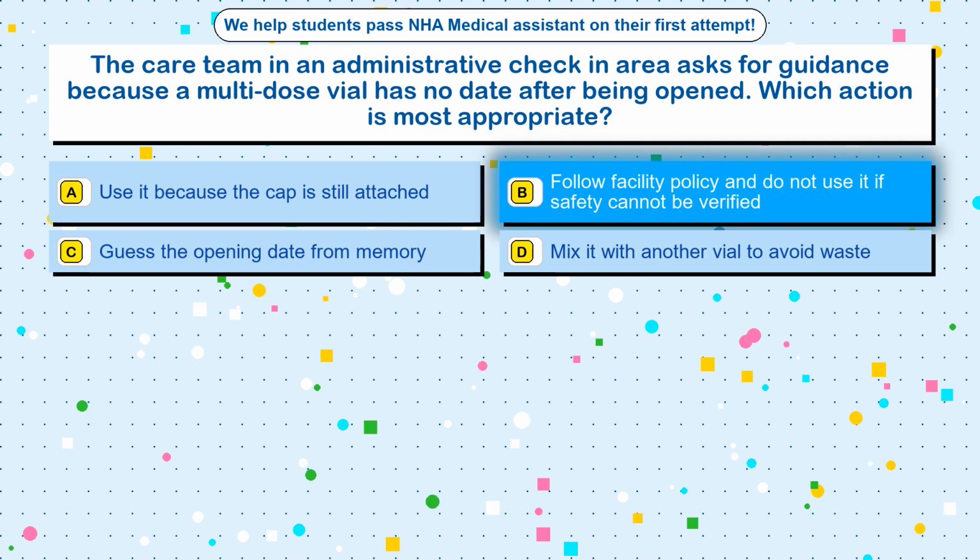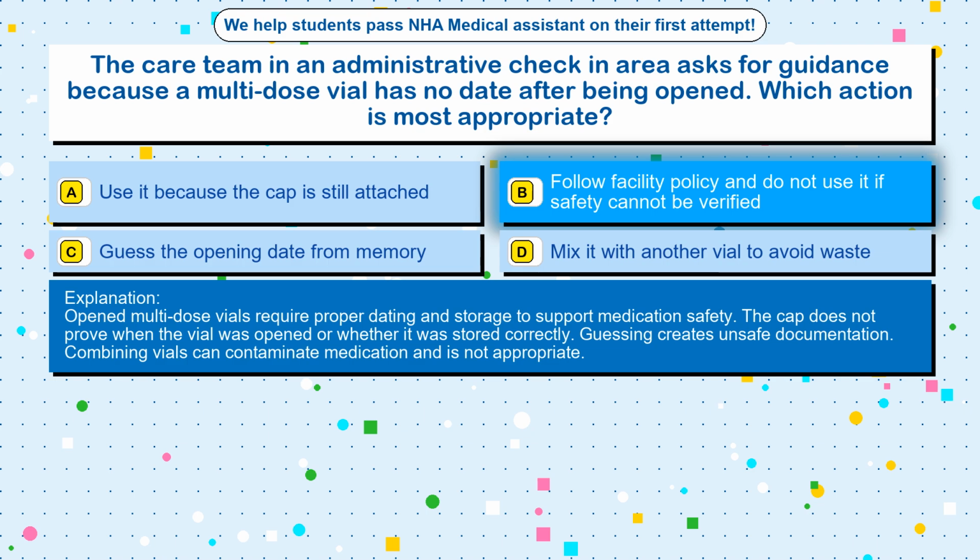The correct answer is option B. Follow facility policy and do not use it if safety cannot be verified. Opened multi-dose vials require proper dating and storage to support medication safety. The cap does not prove when the vial was opened or whether it was stored correctly. Guessing creates unsafe documentation. Combining vials can contaminate medication and is not appropriate.